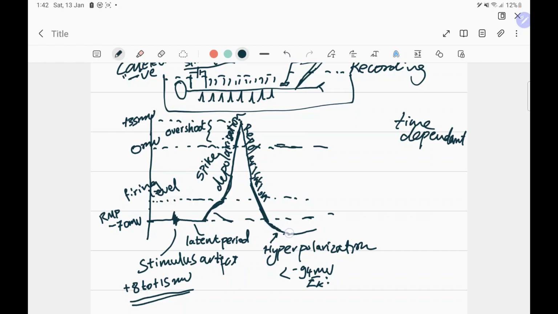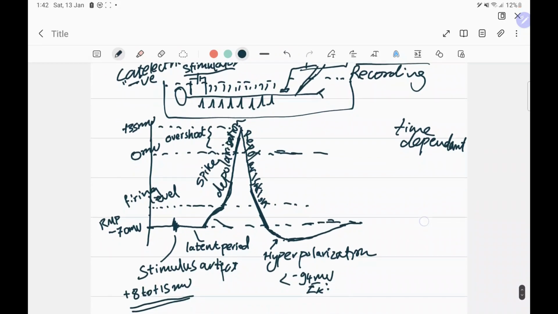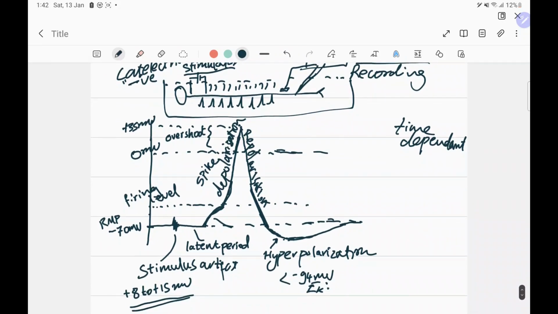Anyway, so the cell does get a little more negative, but eventually it does go back to its RMP thanks to the effect of the sodium potassium ATPase pump and the leaky potassium channels. You can check the video on RMP also for further details. The point is, this is your action potential, and these are the stages over here. Let's just go over it in a simple quick summary.